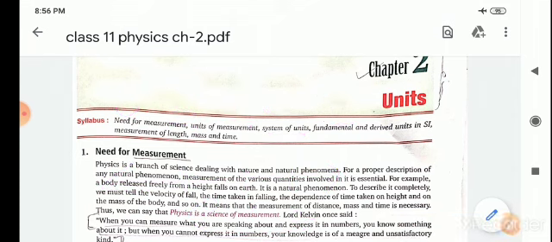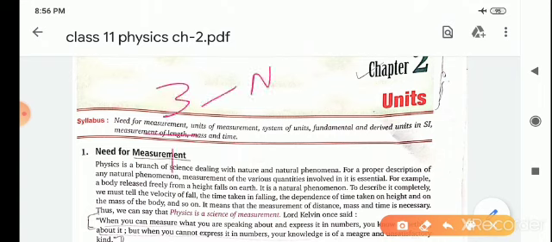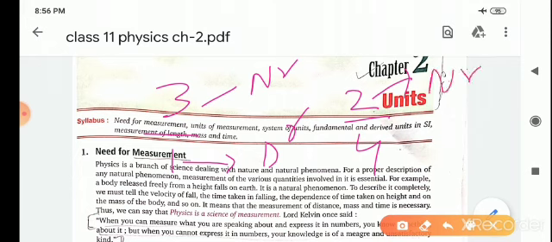Fourth point is ratio, the relation between two numbers which shows how much bigger one quantity is than the other, such as the ratio of boys to girls in this class is 3 to 1. Listen, 3 upon 1. 3 is the numerator and 1 is the denominator, right? 2 upon 4, it is also numerator and denominator. 3 is more than 1, that is the ratio of 3 to 1, and 2 is less than 4, that is the ratio 2 upon 4.